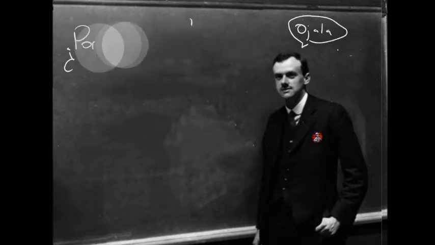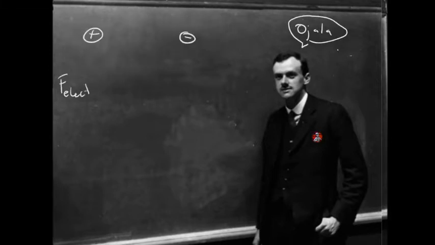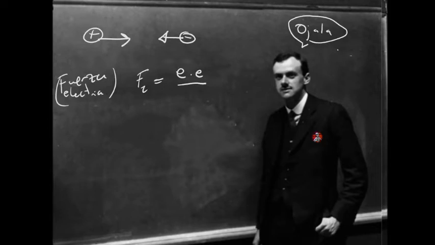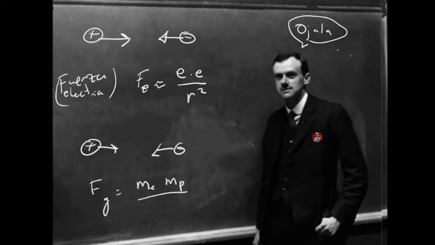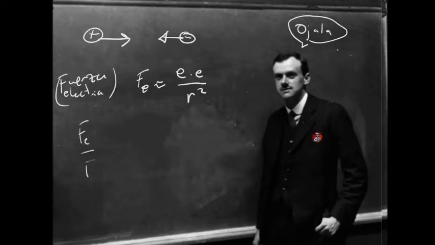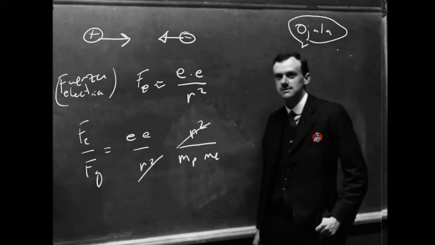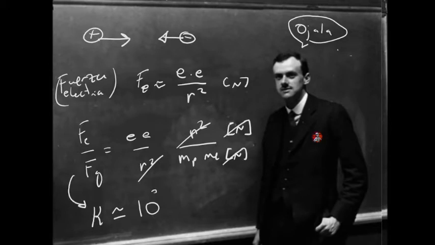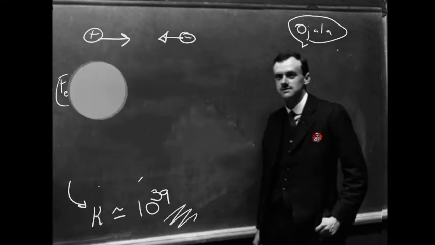Now there's another dimensionless number which is of importance. If you have an electron and a proton, the electric force between them is inversely proportional to the square of the distance. The gravitational force is also inversely proportional to the square of the distance. The ratio of those two forces does not depend on the distance. That ratio gives you a dimensionless number. That number is extremely large, about 10 to the power of 39. Of course, it doesn't depend on what units you're using.